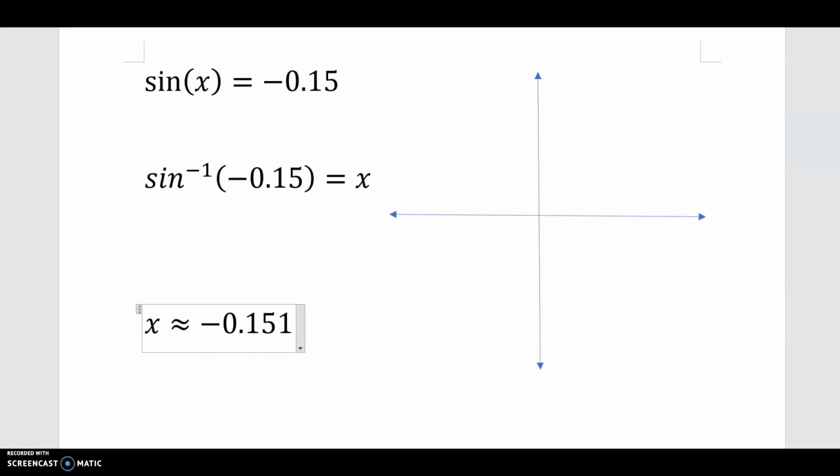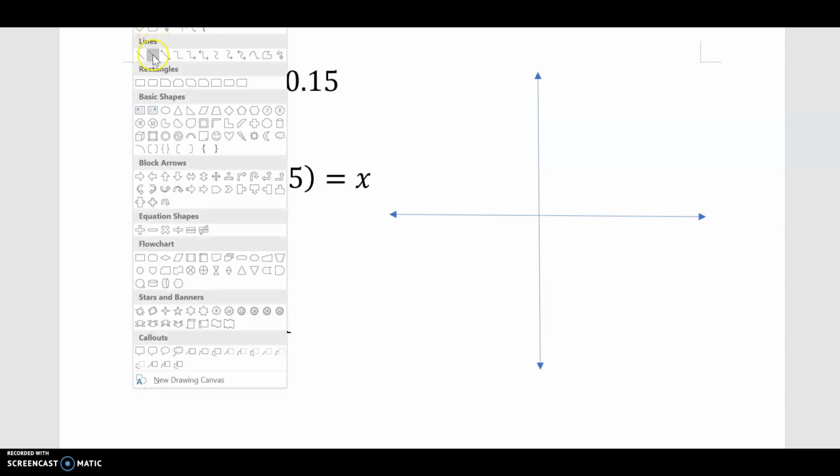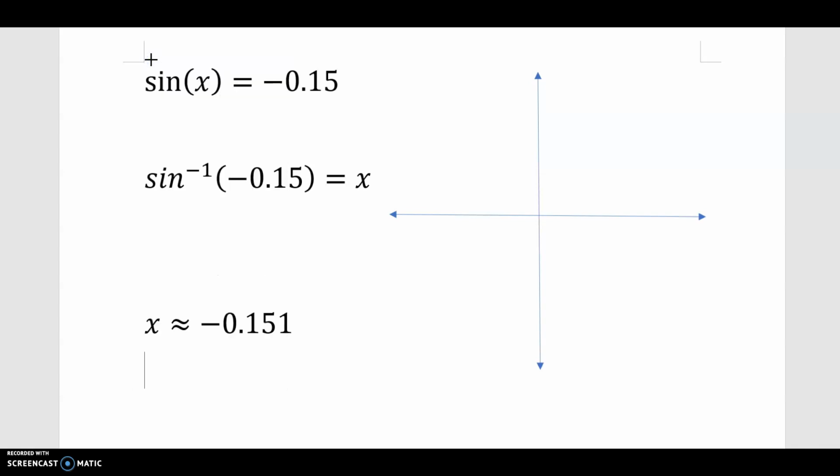So we're going to take a minute and really think about what that means. Negative 0.15 is the trig ratio, and x is the angle in radian measurement, so that when I take the sine of negative 0.151, I will get a trig ratio of negative 0.15. Now, in standard position, where is this angle located? It's very important for us to address that, because it tells us a lot when it comes to solving.